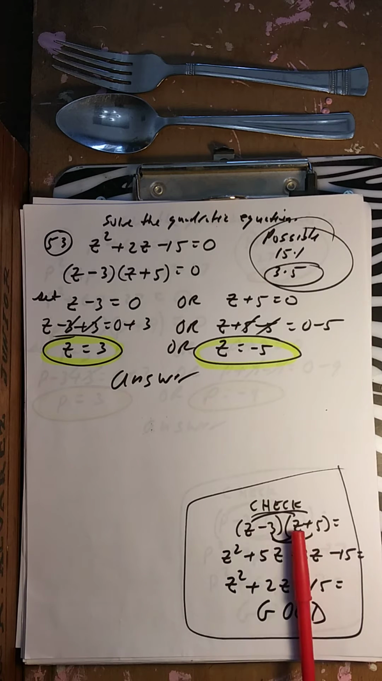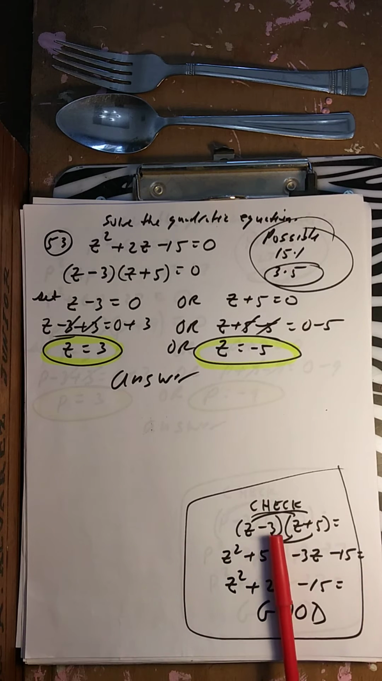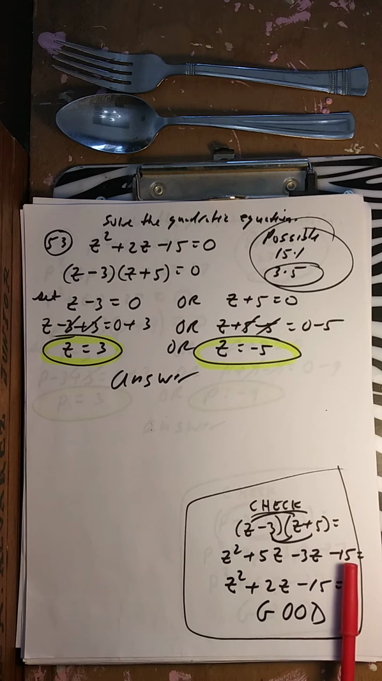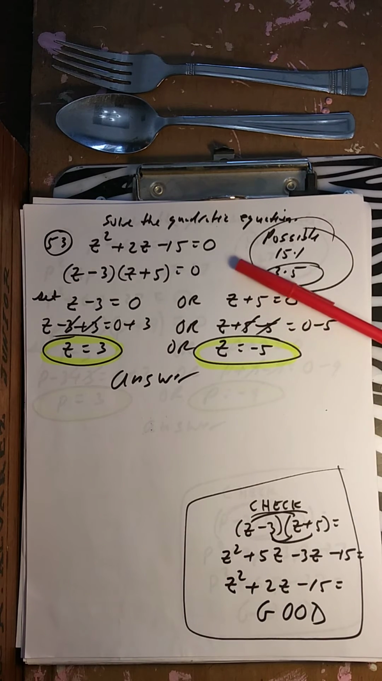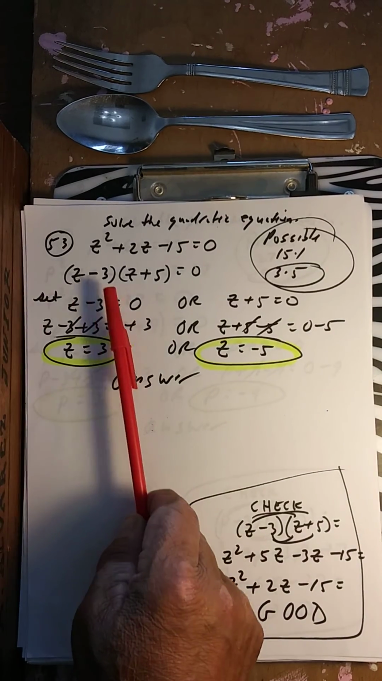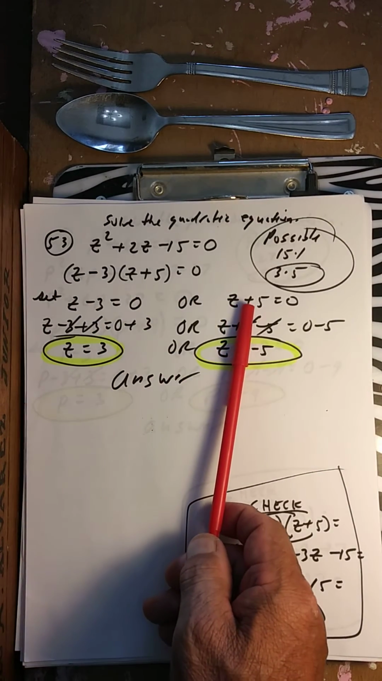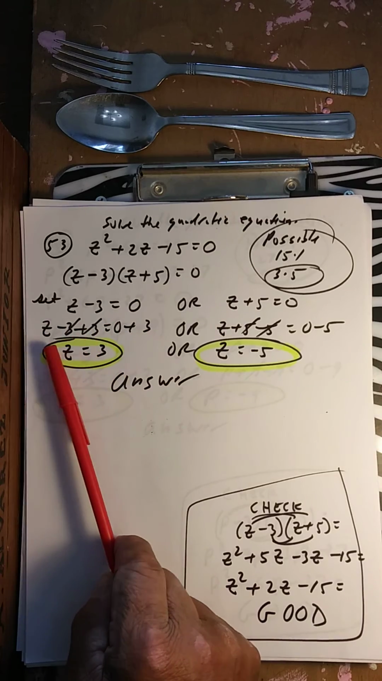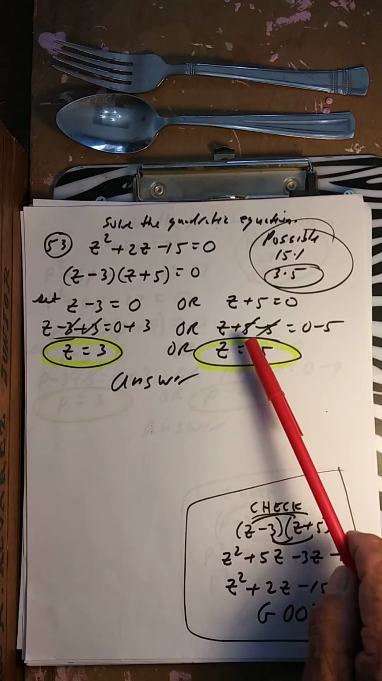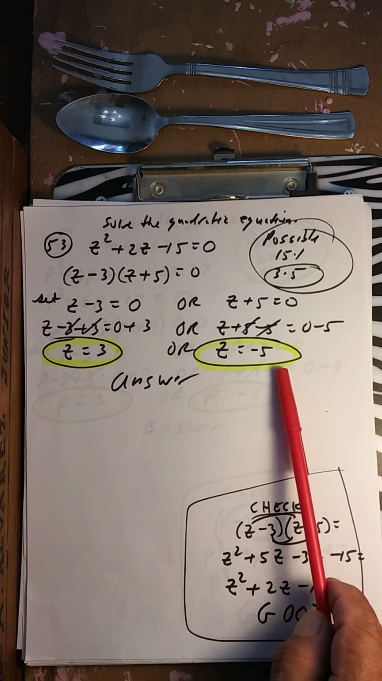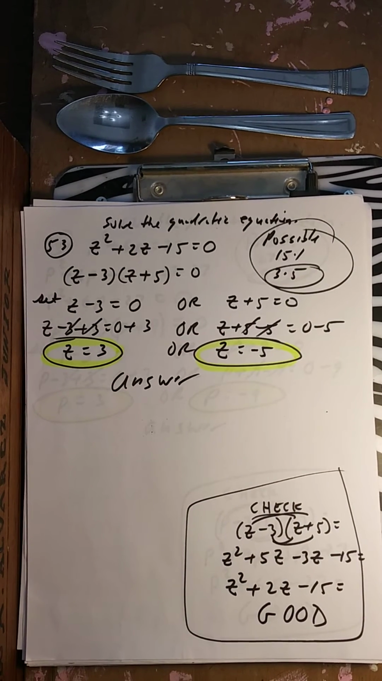Does that work? z times z, z squared. z times 5, 5z. That times that is negative 3z. That times that, negative 15. Well, z squared, that's going to be plus 2z minus 15. Yes, it matches. So now we have z minus 3 equals 0 or z plus 5 equals 0. From there, work them. z minus 3 plus 3, so z equals 3. Minus 5 on both sides, so z equals what? Negative 5. So 3 and negative 5. z equals 3, z equals negative 5.